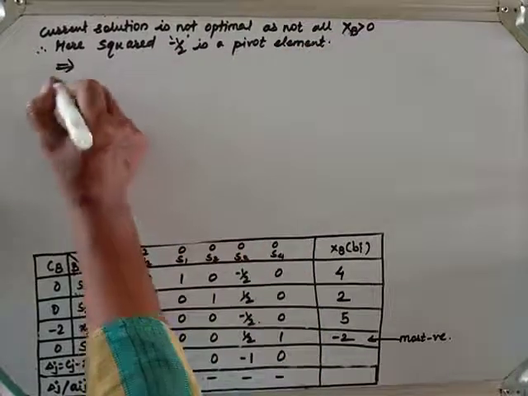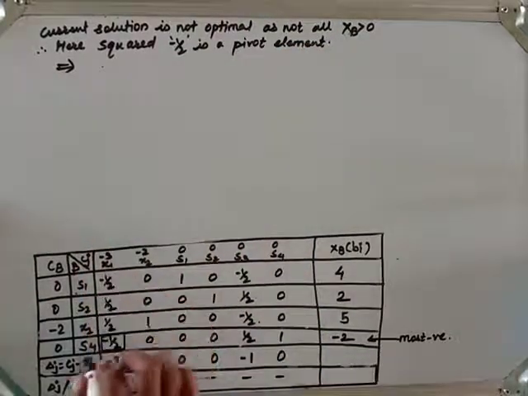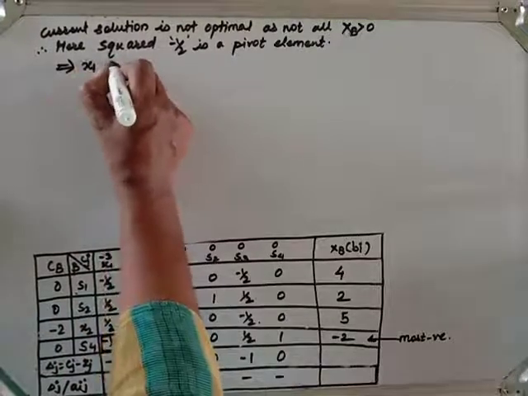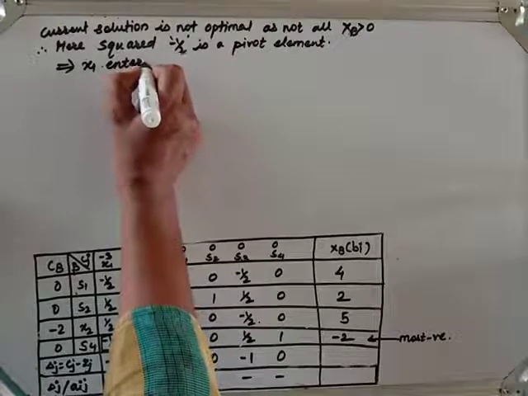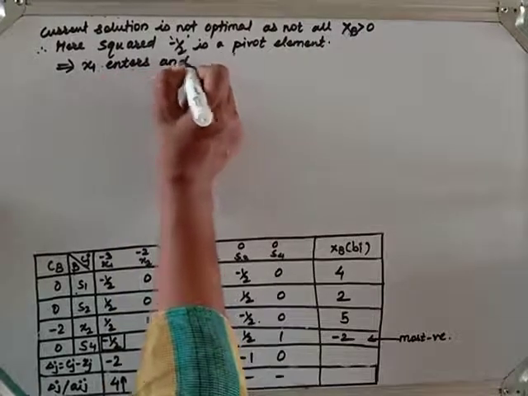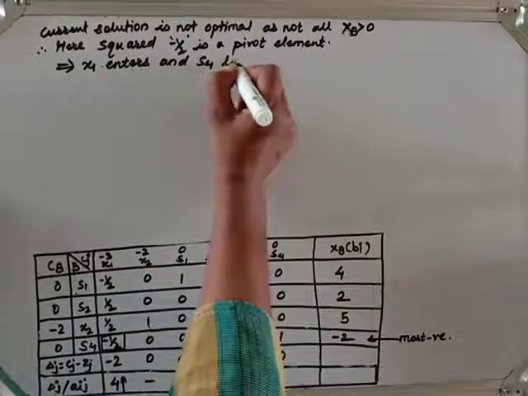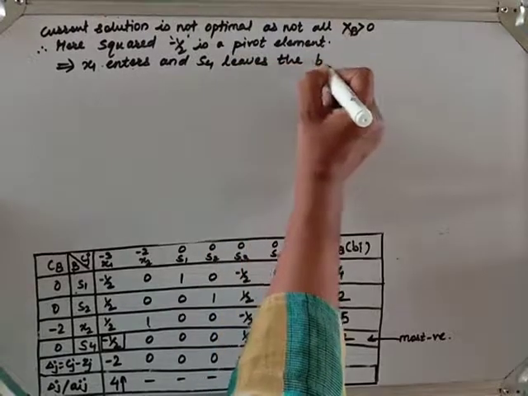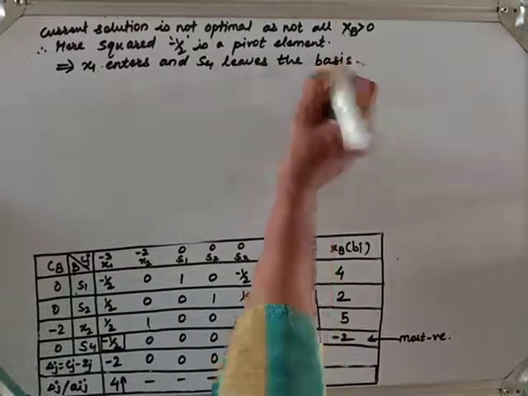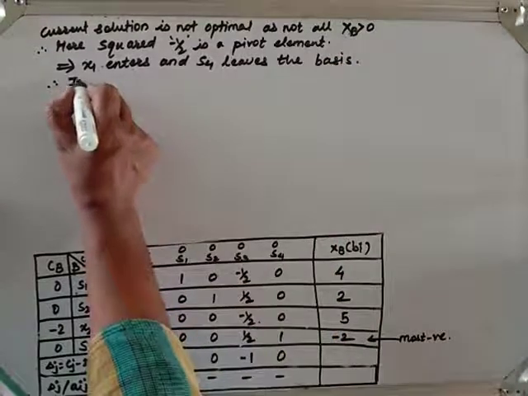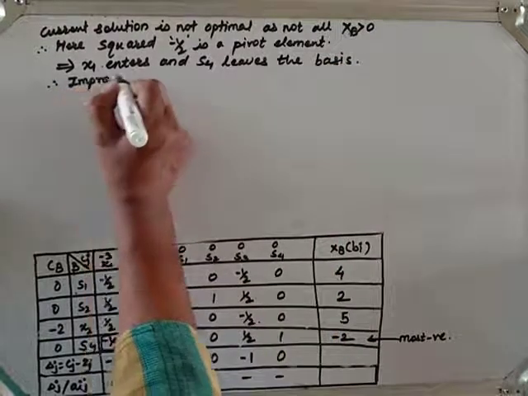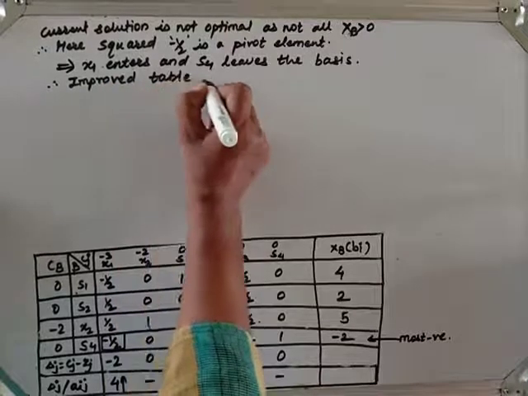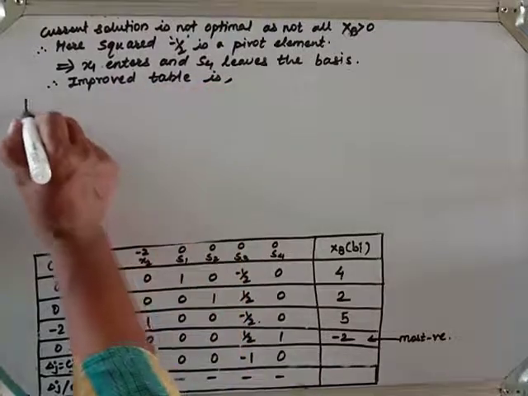So this tells us that x1 enters the basis and s4 leaves the basis. Therefore, we get the improved table. What does the improved table look like?